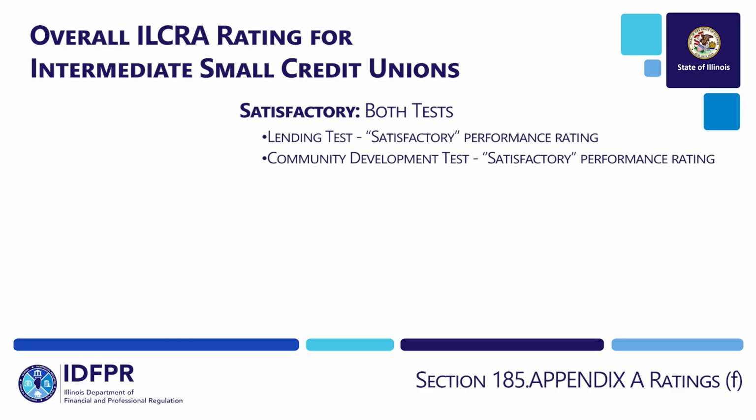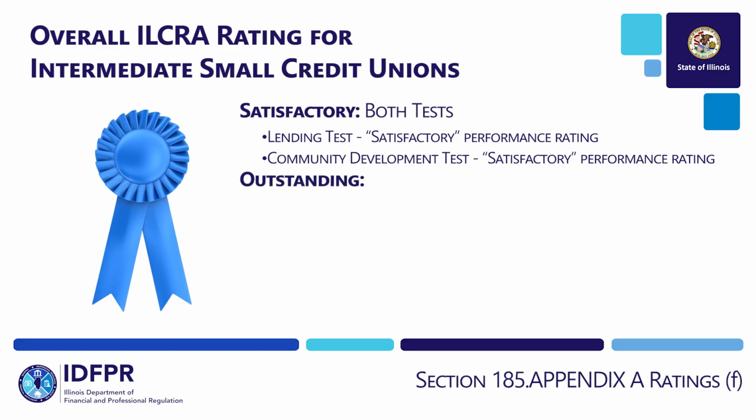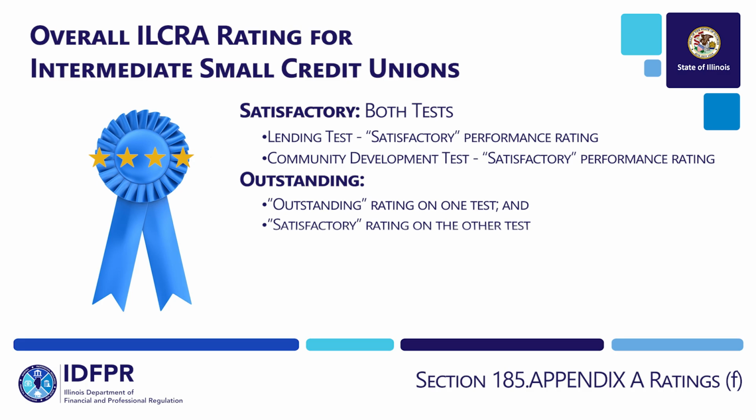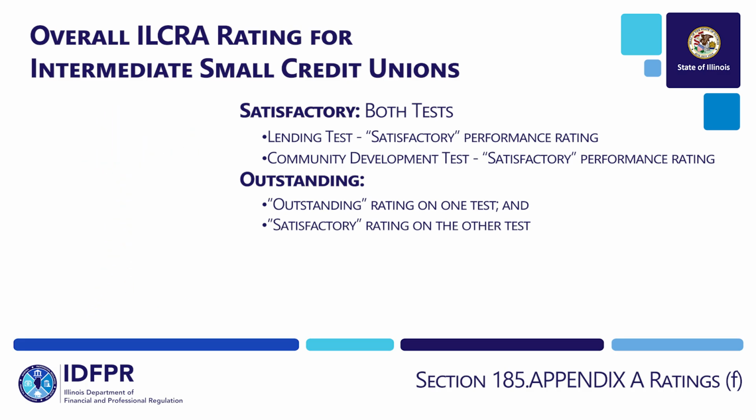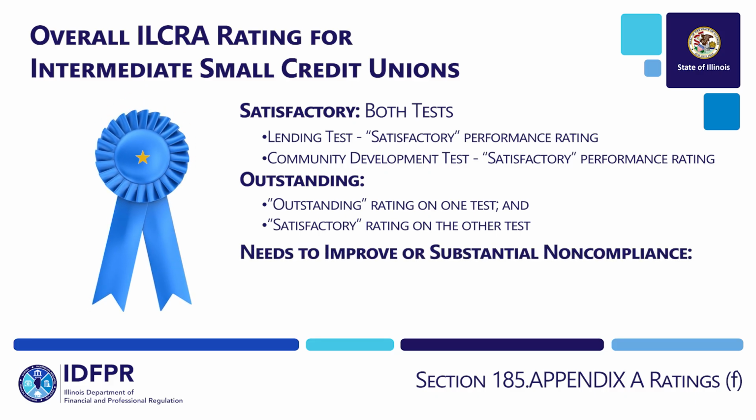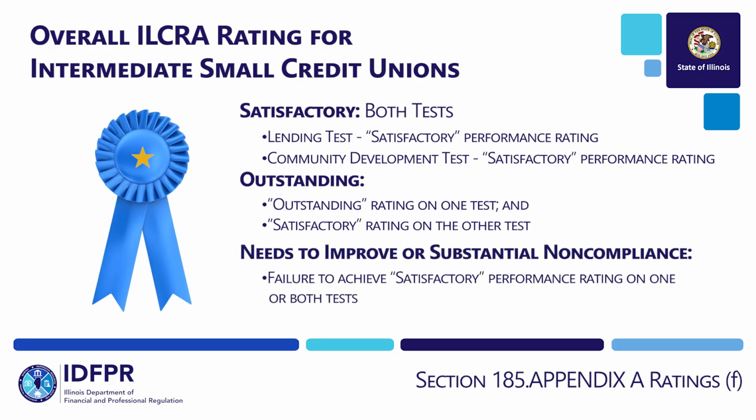To be considered for an overall ILCRA rating of outstanding, an intermediate small credit union must receive a performance rating of outstanding on one test, either the lending test or the community development test, and at least a satisfactory rating on the other test. Credit unions may also receive an overall ILCRA rating of needs to improve or substantial noncompliance, depending on the degree to which its performance fails to meet the standards for a satisfactory rating.